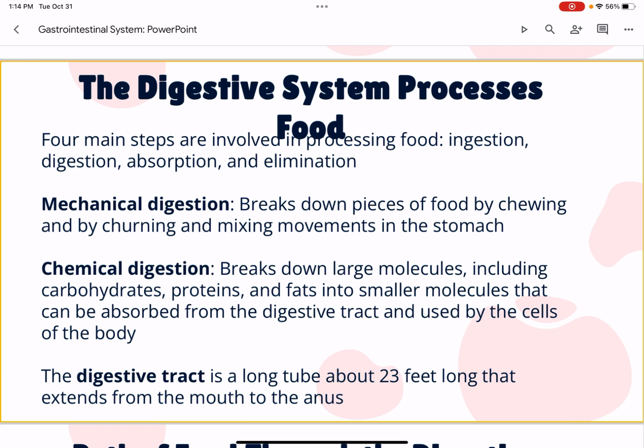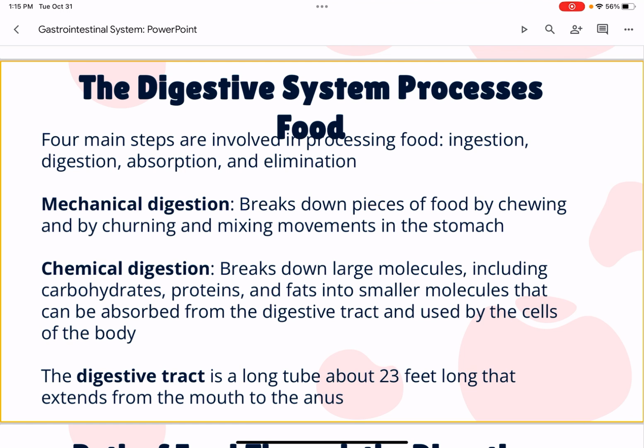The next step involved in processing food is absorption, which is the transport of digested food through the wall of the stomach or intestines and into the circulatory system. The circulatory system transports food molecules or nutrients to the liver, where many are removed and stored. Those remaining in the blood are transported to the cells of the body. Finally, there's elimination, which removes undigested and unabsorbed food from the body.